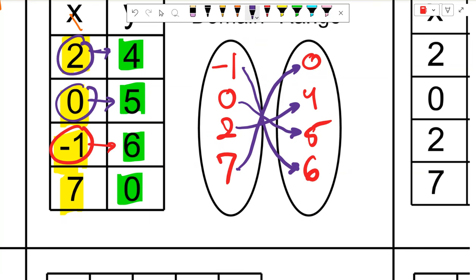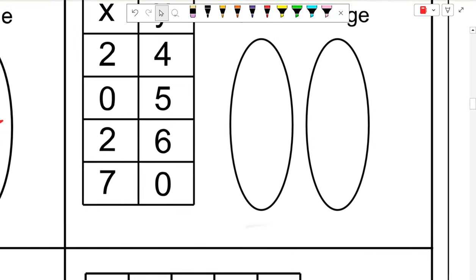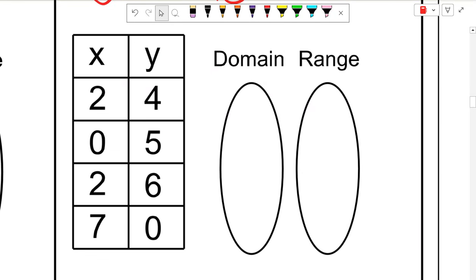Now you can tell that every domain belongs to exactly one range. And therefore, this table is a function. In contrast, when we look at this table, we'll do this again, but this will list our domains. Remember, we don't repeat domains, so it's 0, 2, and 7.